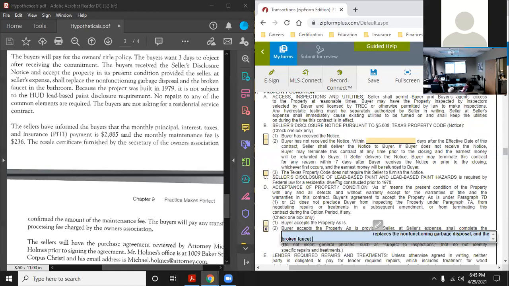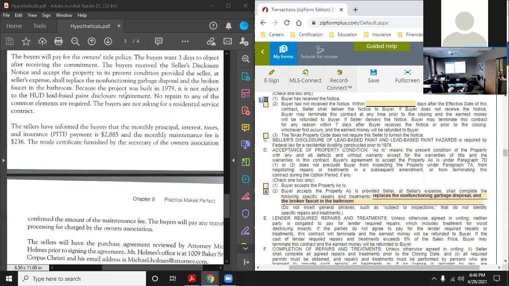And the broken faucet. I can type a little faster than Steph, so I don't mess up all my. Let's see. Okay, so they received the seller's disclosure notice, so they have received the notice. You don't have to worry about getting it back to them or them having to receive it within a certain amount of days. That is already covered.